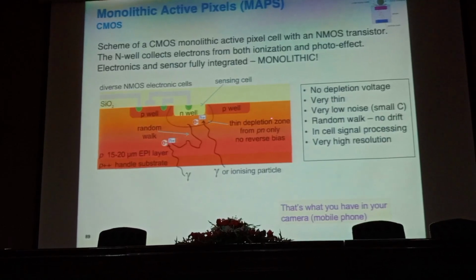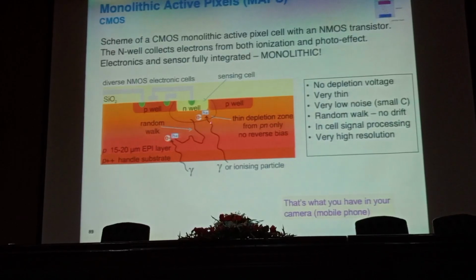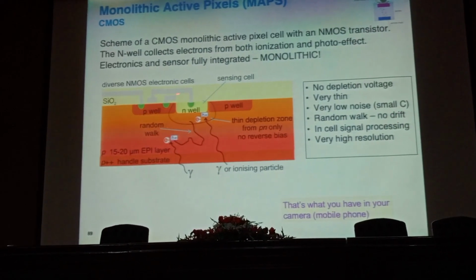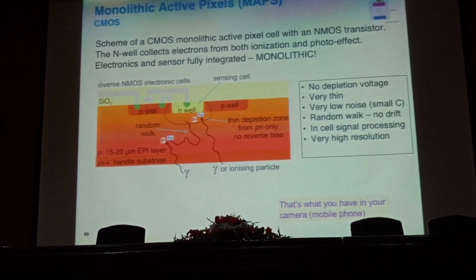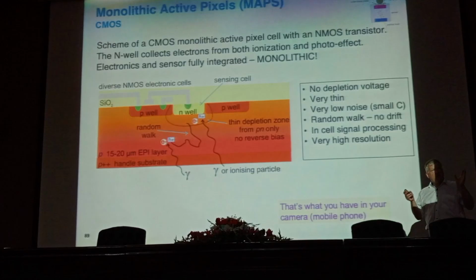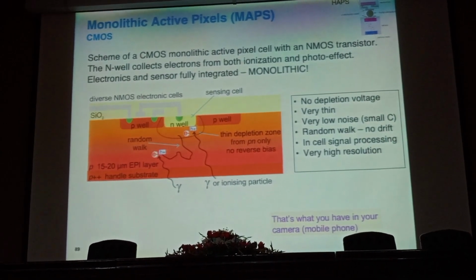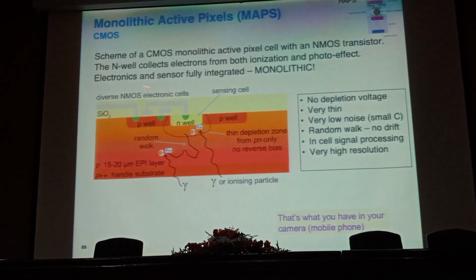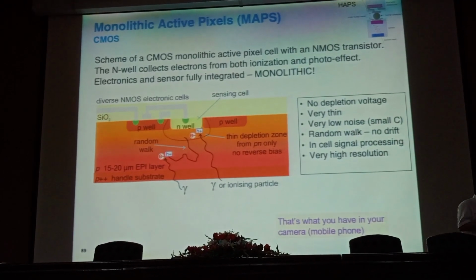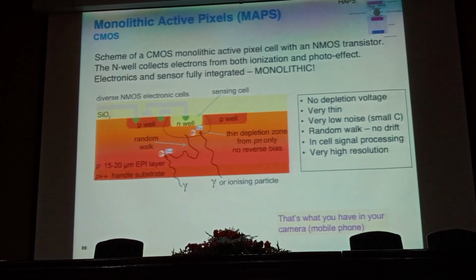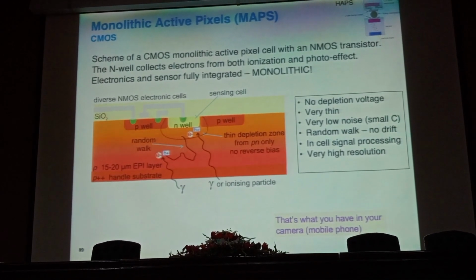There's no depletion voltage, it's very thin, it's very low noise, that's fantastic, very low noise is good. It has a random walk, no drift, and the no drift is the problem. It has in-cell processing, that's fantastic, and it's very high resolution because these things you can build in the order of 5 micrometer, 10 micrometer. The photolithography for the CMOS processes is incredible. This has another problem: here you can only use NMOS electronics, not full CMOS, so you don't have NMOS and PMOS devices, so that limits your logic a bit. But that is what you have in your mobile camera and in your phone. Everything that makes fantastic pictures.